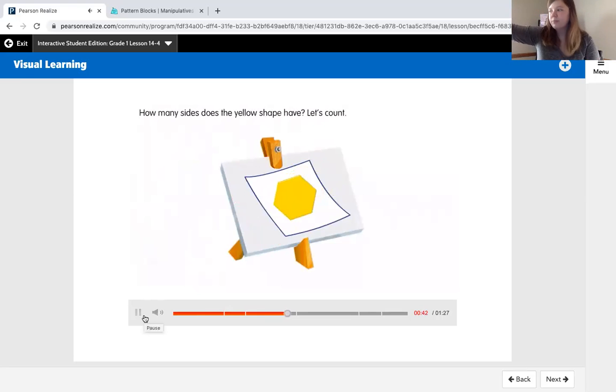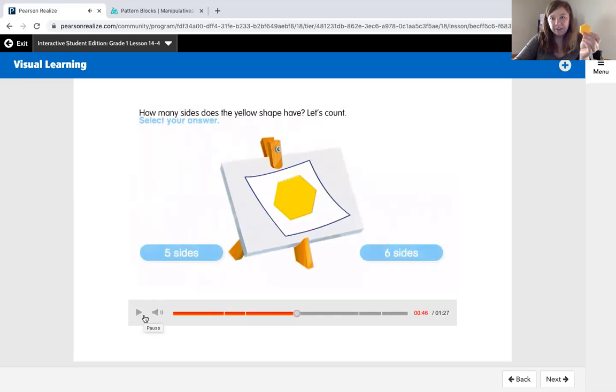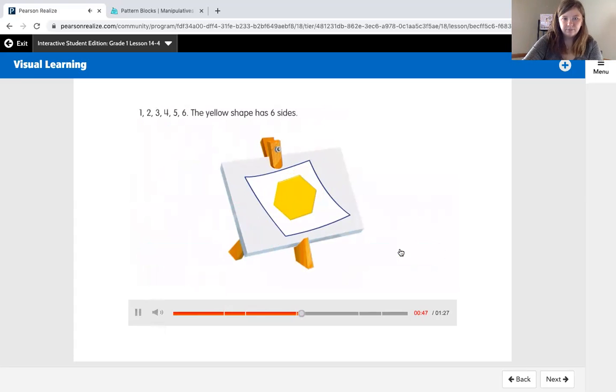How many sides does the yellow shape have? Let's count. Select your answer. Let's look at our yellow shape. It has 1, 2, 3, 4, 5, 6 sides. There are 6 sides on our yellow shape. The yellow shape has 6 sides.